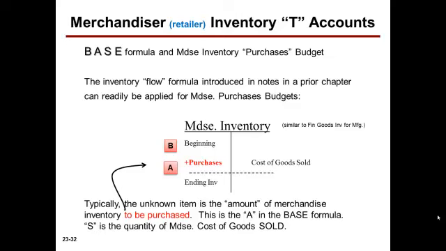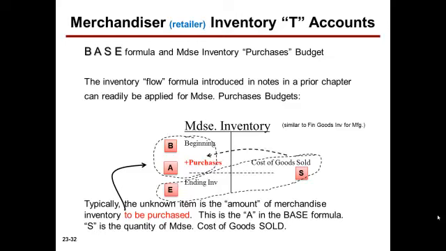B plus A, our sourcing. S plus E, our outcome. Either we've sold what we have on hand or it's still in ending inventory. If we're given cost of goods sold, we can back into purchases. We need to know our beginning and ending inventory though. So B plus A is our source, S plus E is our outcome. We solve for A by subtracting out beginning inventories from our total outcome, S plus E.